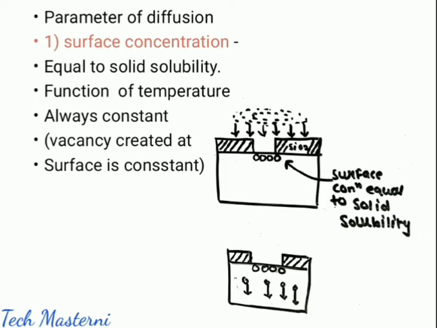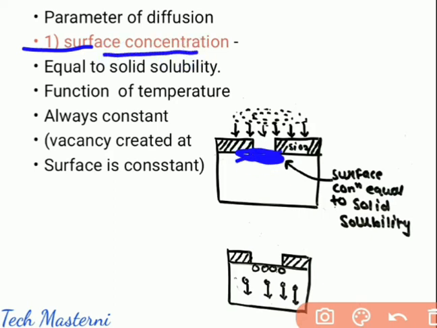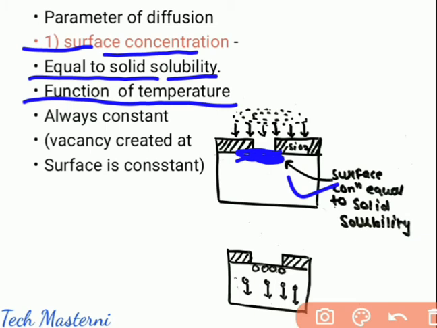Now let us understand the parameters of diffusion. The first parameter is the surface concentration. Just now I told you the amount of dopant which reaches the upper surface is called surface concentration. It is equal to the solid solubility of the substrate. It is a function of temperature and always constant. So it will always be constant.